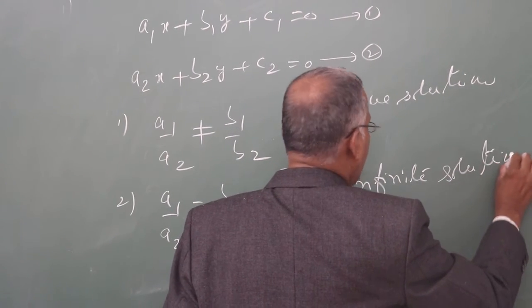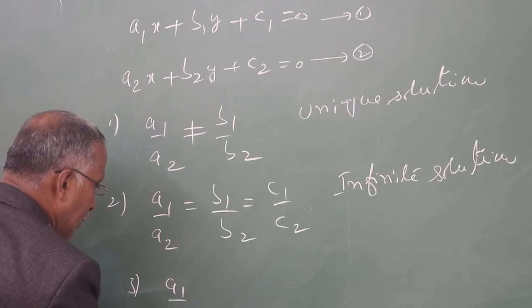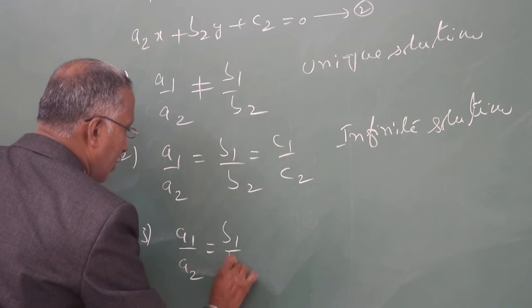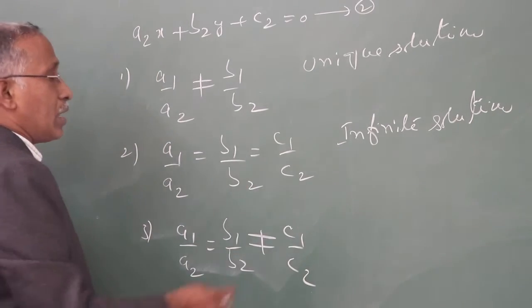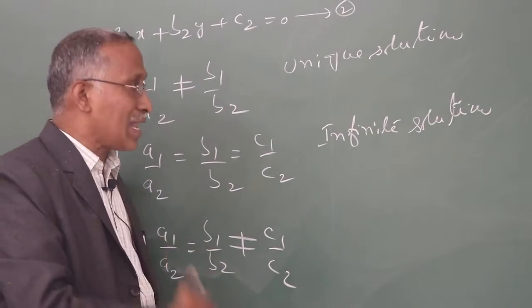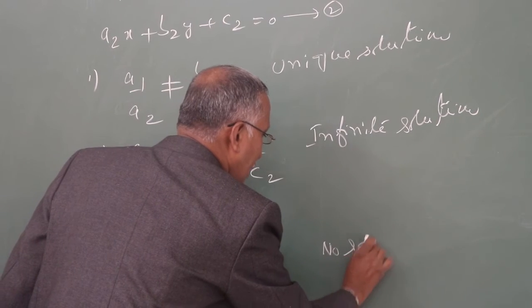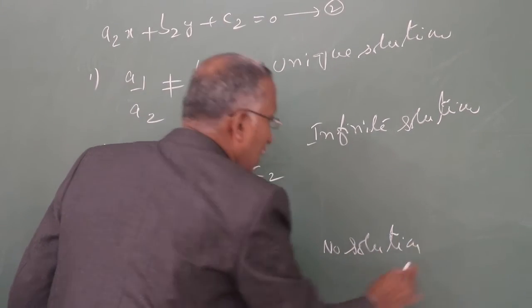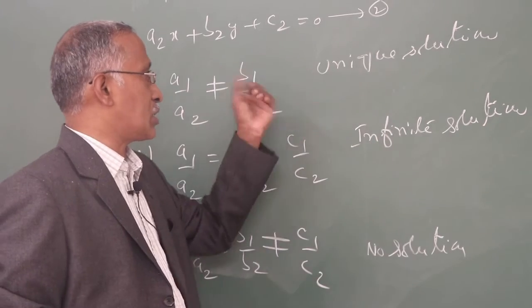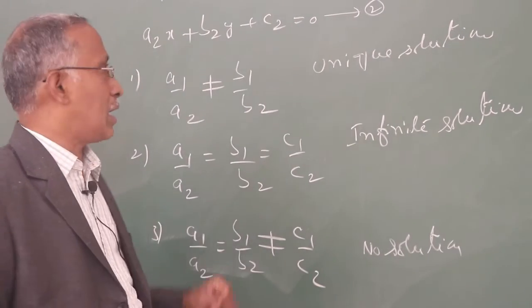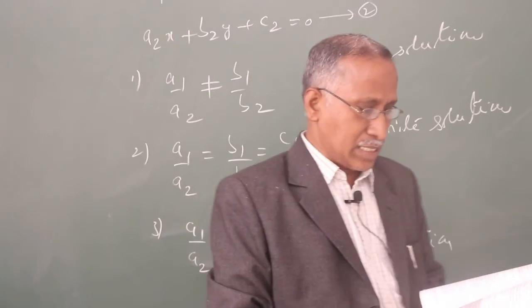Third case. Now look at this. If a1/a2 = b1/b2 is not equal to c1/c2, then those two lines are parallel. Therefore, no solution. This is the way, because when they are parallel, they never meet or intersect. We say that there is no solution. These three cases are very important. Let us learn them one by one in the next exercises.